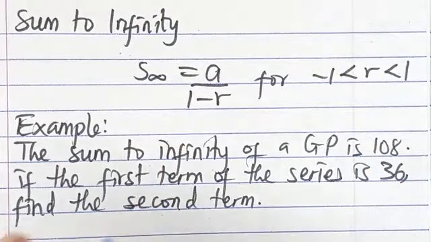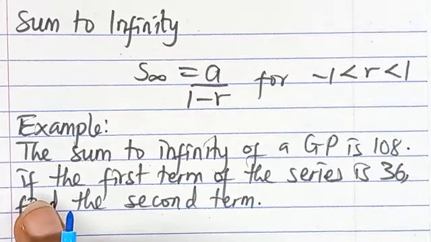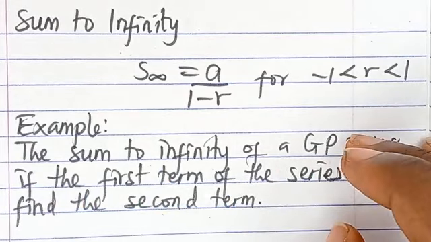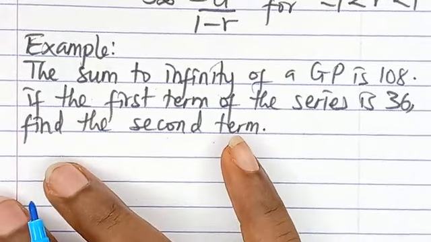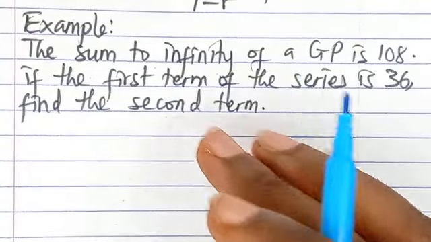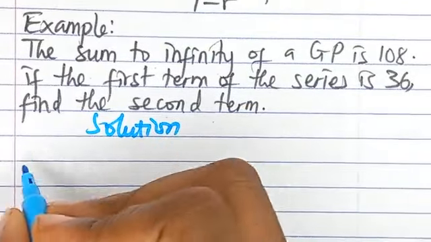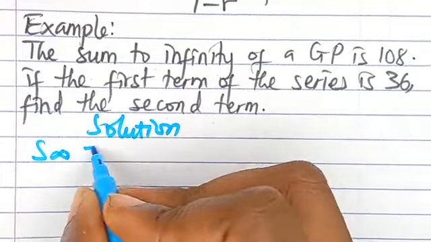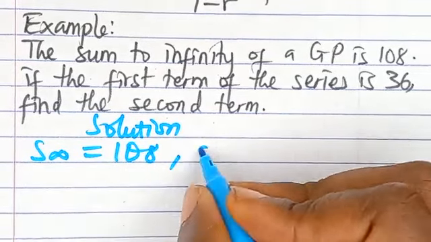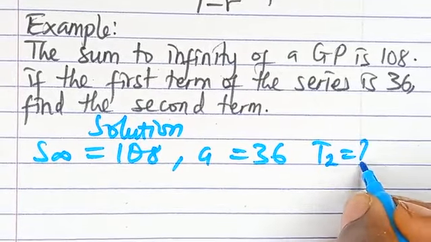Now we are going to be using examples to learn how to use the sum to infinity. The very first example says the sum to infinity of a GP is 108. If the first term of the series is 36, find the second term. So we have that the sum to infinity is equal to 108. The first term, that's A, is 36, and we have to find the second term.